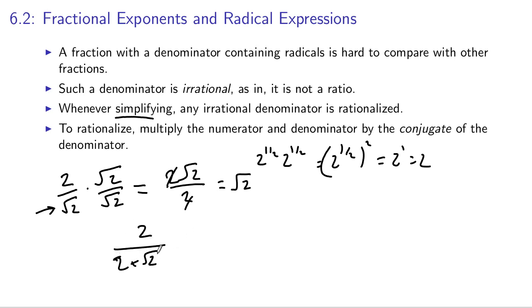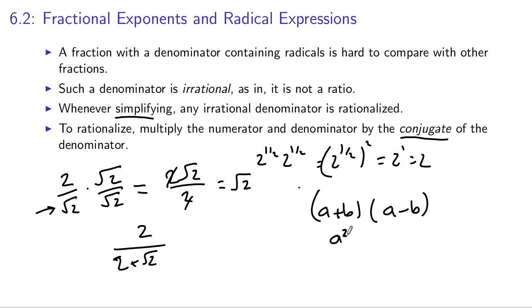We rationalize this by multiplying by the conjugate of the denominator. What is the conjugate? So you have two things added together, a and b. The conjugate is a minus b. And why do we want to multiply by the conjugate? Well, think about the generic thing.